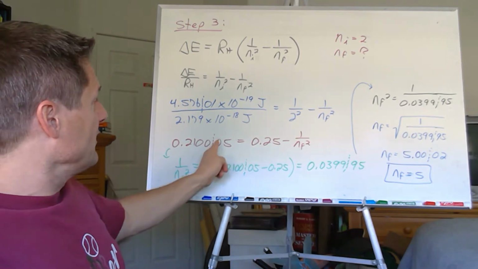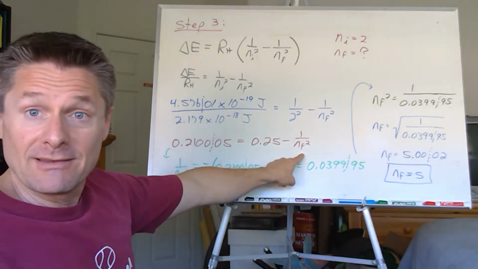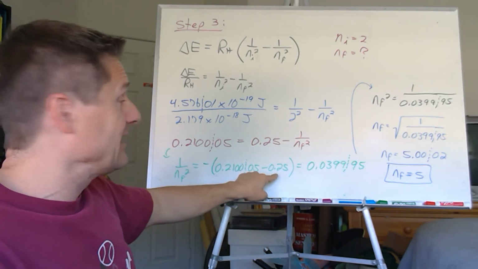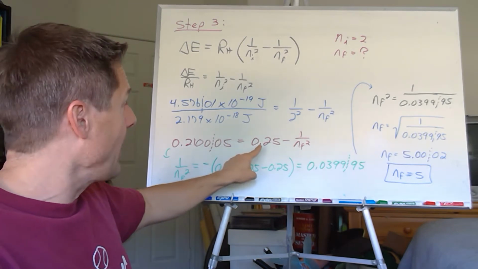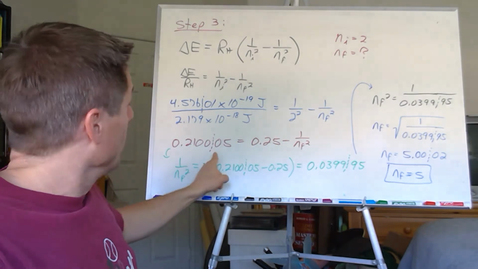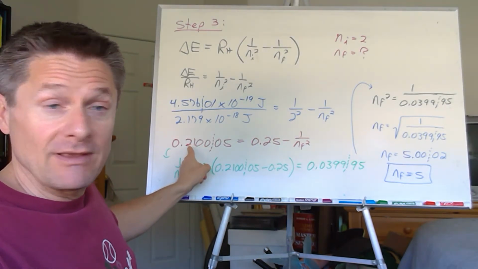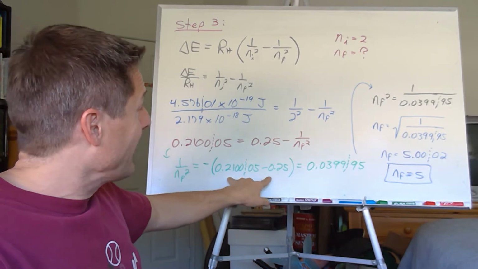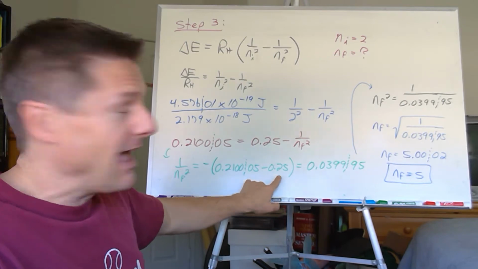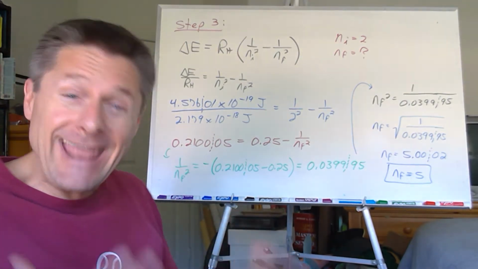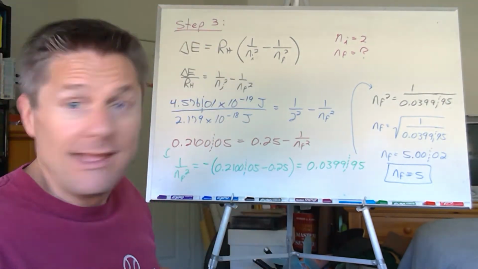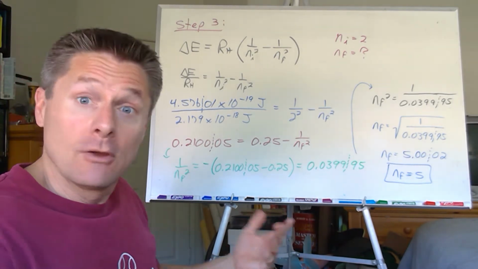So obviously I need to pull this to the other side. To isolate the 1 over n f squared, I take the 0.210005 minus 0.25. So I'm moving the 0.25 to the other side. And then I move the negative sign over as well. So 1 over n final squared will be 0.210025, good to 4 sig figs, minus 0.25. And then I'll take that term and make it negative, because obviously that's a smaller number minus a bigger number. That's going to give me a negative value here. And the negative signs cancel out. You can't end up with a negative n value. It makes no sense. How could you have n final of negative 4? What does that mean? It's inside the nucleus?